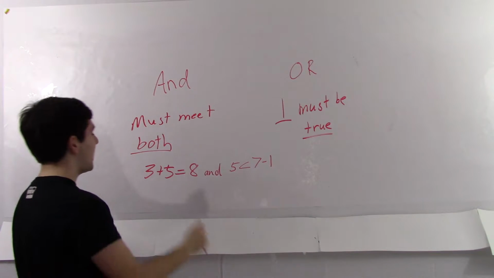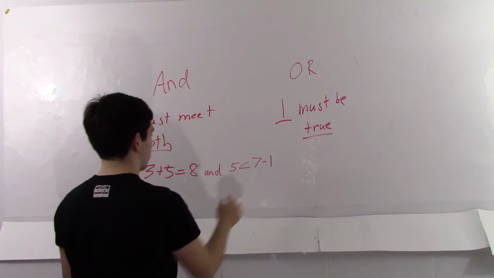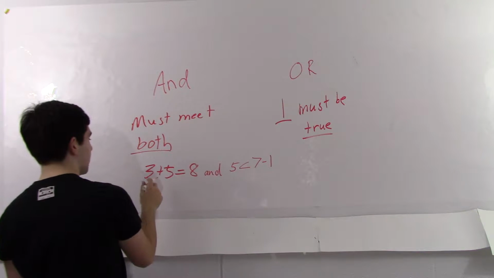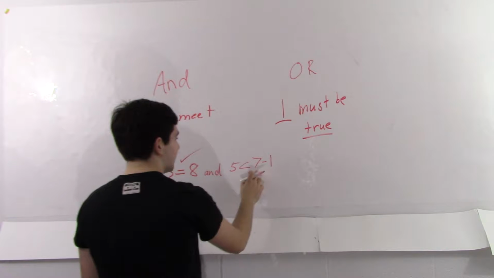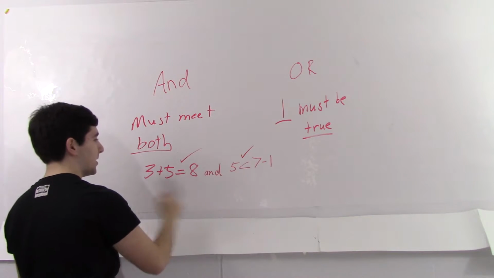Mathematically, if we have 3 plus 5 equals 8 and 5 is less than 7 minus 1, this statement is completely true. Because 3 plus 5 is 8, equals 8, which we know works out. 7 minus 1 is 6. 5 is less than 6, which works out. So this statement is true.